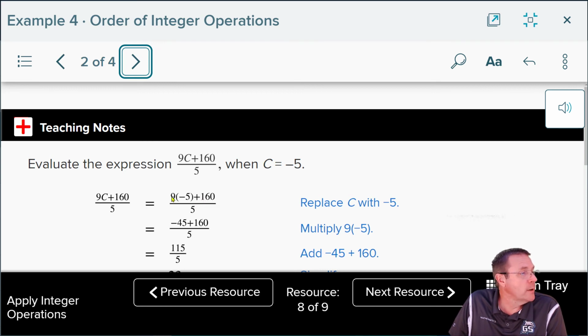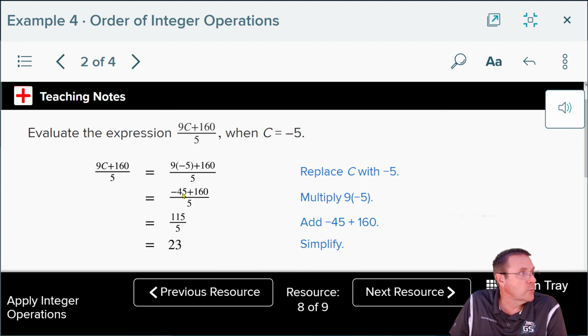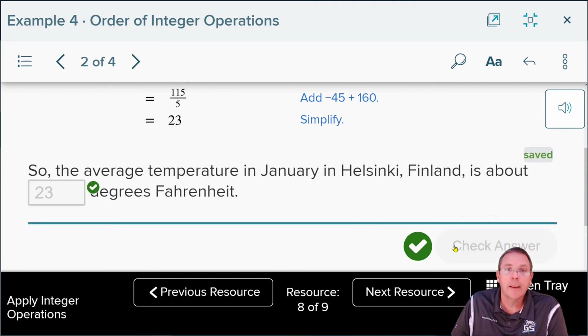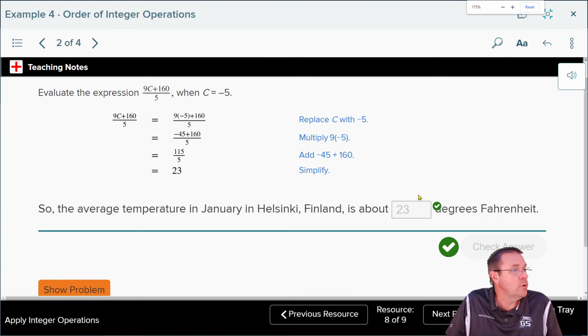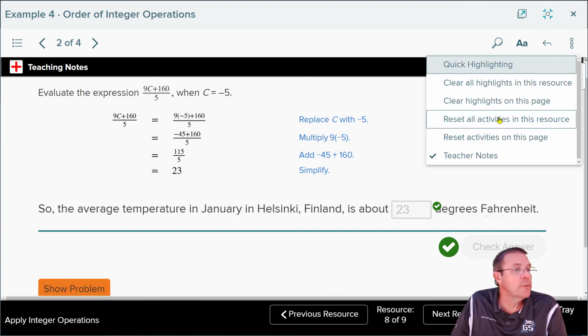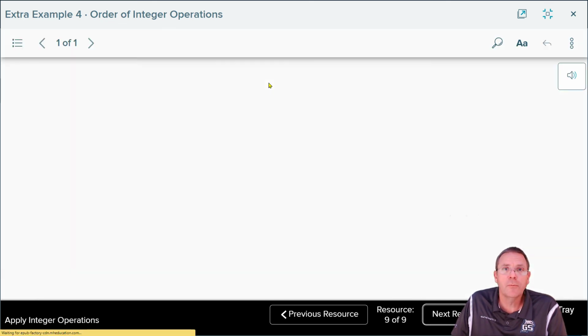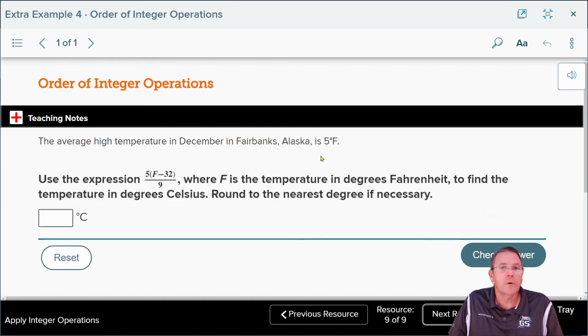So left to right, multiply left to right, 9 times the negative 5, that gave them a negative 45. Everything else came down. Next, signs were different. Find the difference, which is 115. Everything else came down. And then 115 divided by 5, that gave them a positive 23 for their final answer. You put in 23 degrees Fahrenheit, check it, and it checks. That is a really good way to show your work. I've got no issue with what they did on that one. Now it's time for you to pause the video and do our very last extra example problem. Work on that on your own, and then we will come back and look at it together.